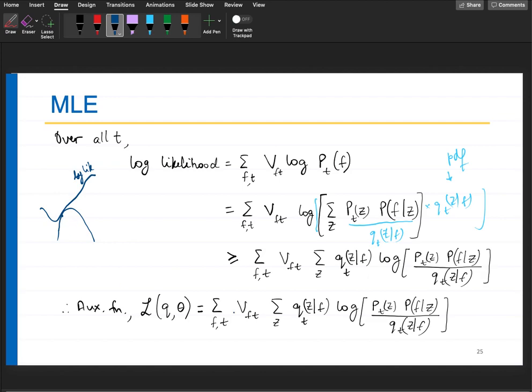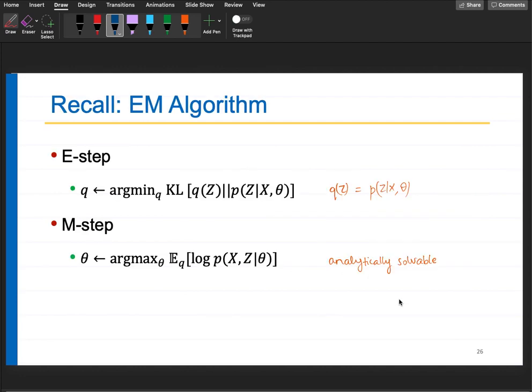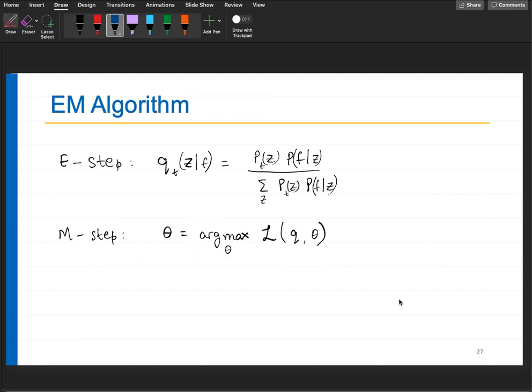To make it equal, you make the KL divergence equal to 0. What is the KL divergence? It is basically the divergence between the numerator and denominator, which means you make q(z given f) equal to this thing. Then your KL divergence will become 0. Okay, just to remind you, first you make the KL divergence 0, that is the E step, and then you optimize for theta, that is the M step, which is analytically solvable. Okay, this slide is exactly from your EM algorithm slides.